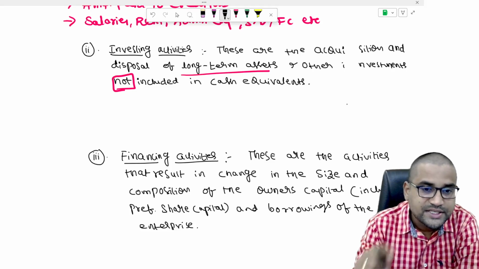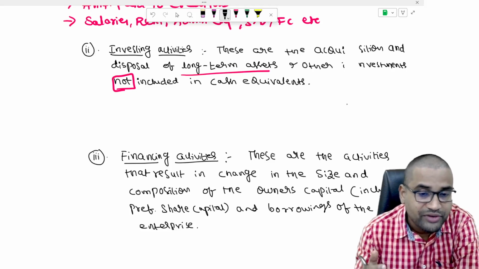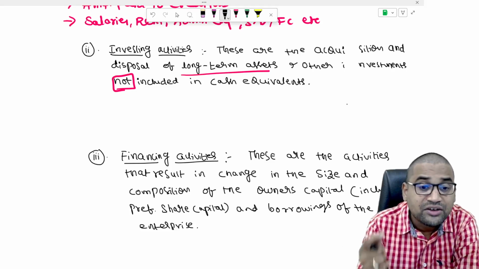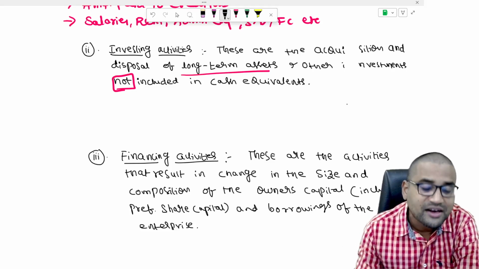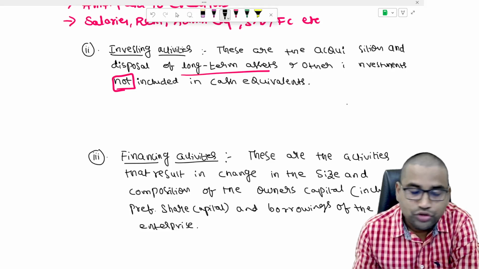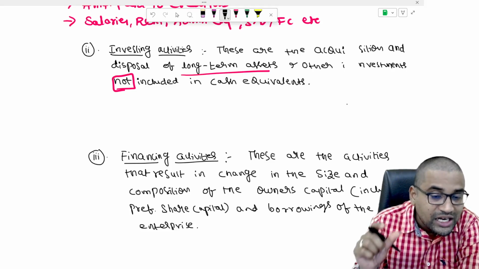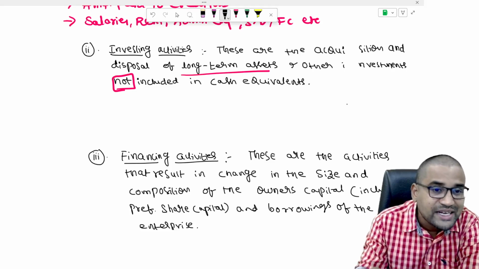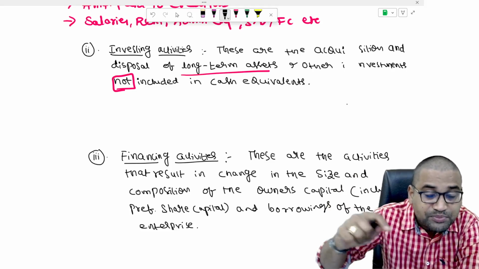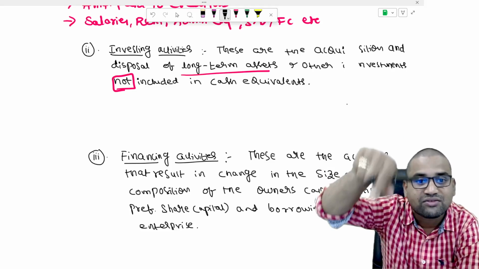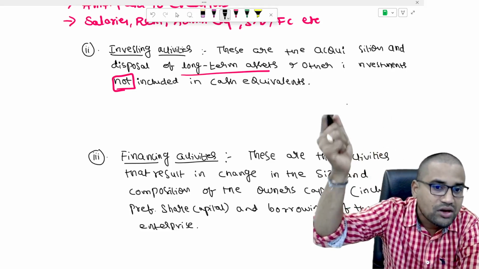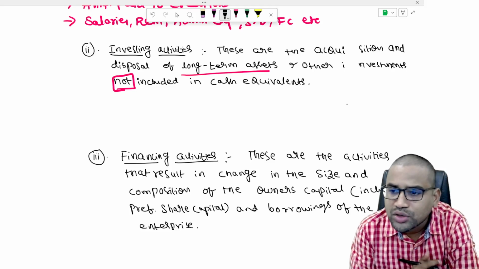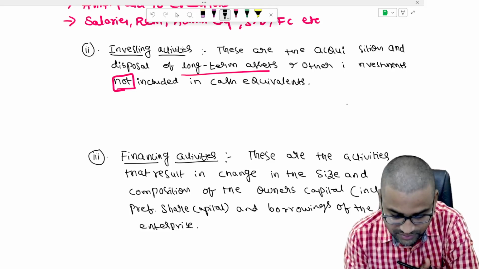For example, purchase of equity shares. Company purchases equity shares, investment. But does it fit into the definition of cash equivalent? No. Then consider under investing activity. So whatever activity you are doing relating to cash, first you need to classify: either it is operating, investing, or financing. Suppose if you want to classify it as investing activity, that investment already should not be classified as cash equivalent. If that investment is already classified as cash equivalent, then don't consider under investing activity.